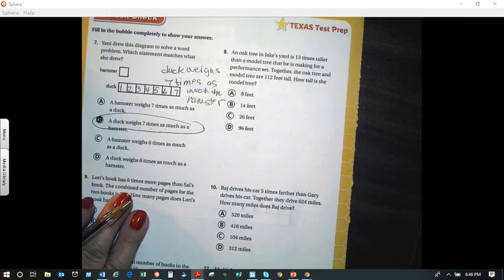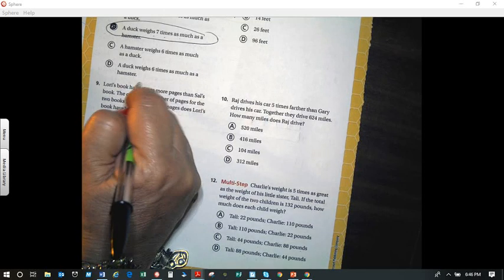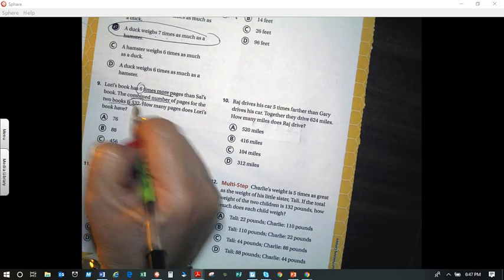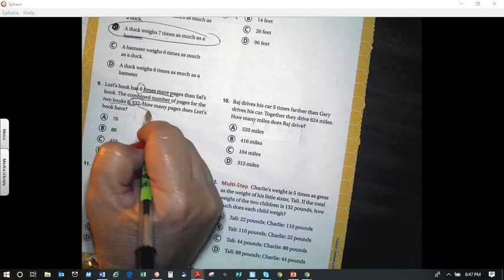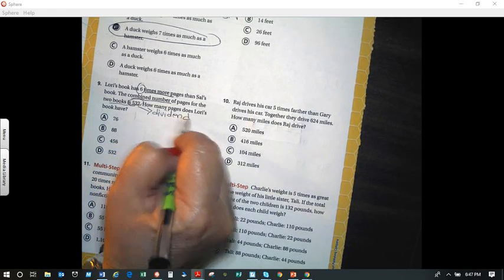All right. Let's look at number 9. Lori's book has 6 times as many pages as Sal's book. The combined number of pages for the 2 books is 532. So we're already knowing it's combined. So this is going to be my dividend. How many pages does Lori have? So let's do.